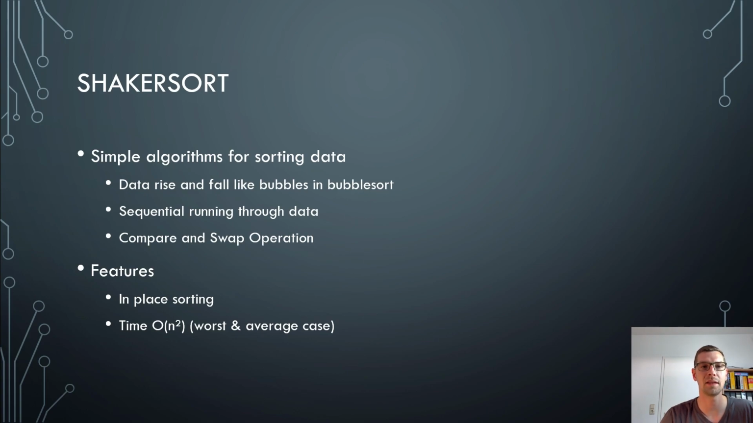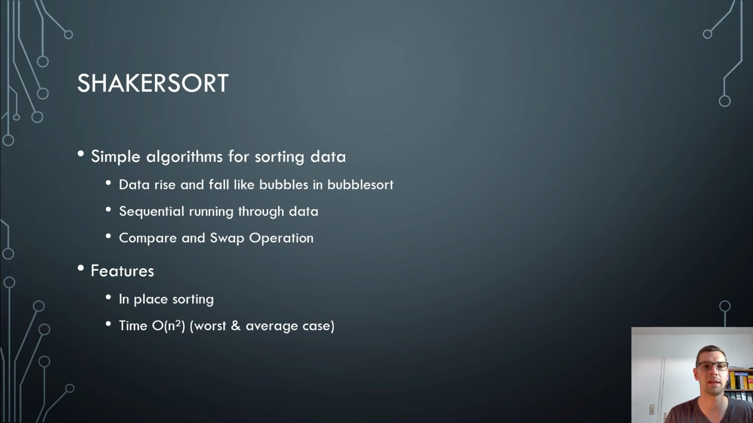Alright, so as I already said, Shakersort is an algorithm for sorting data, and it is similar to bubble sort in that the data rises and falls like bubbles, same as in bubble sort. We run sequentially through the data, first forward and then backwards. We usually do a compare and swap operation, exactly the same as in bubble sort. It is an in-place sorting algorithm and has a worst and average time of n squared.